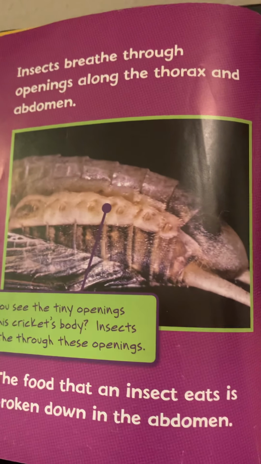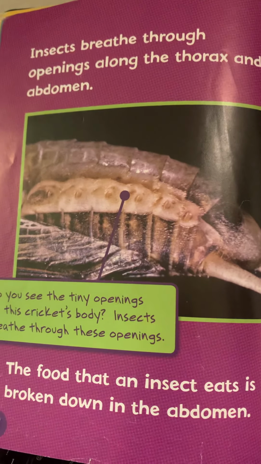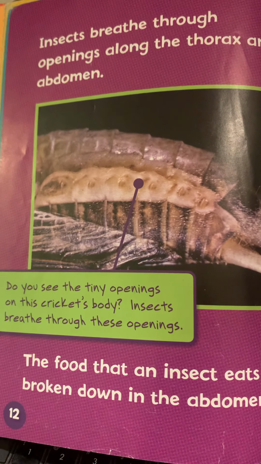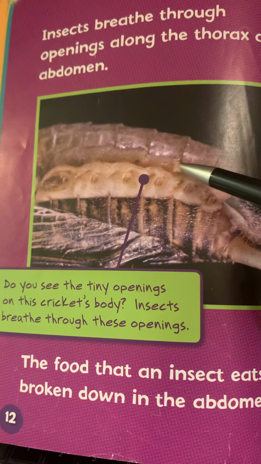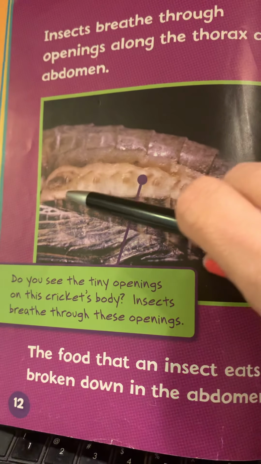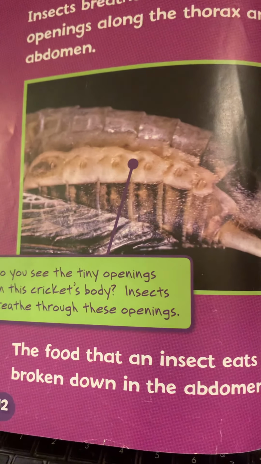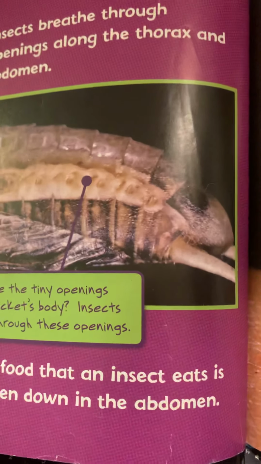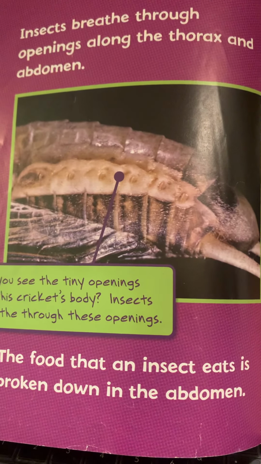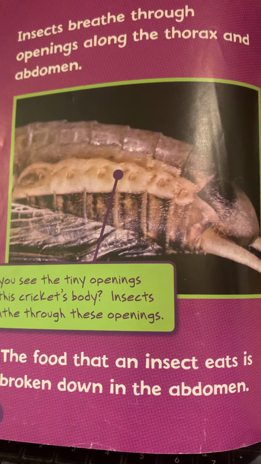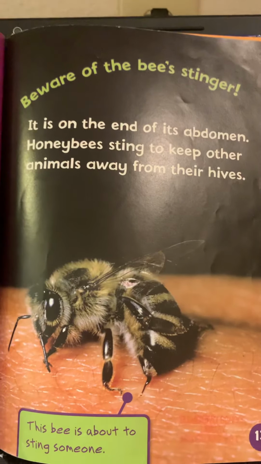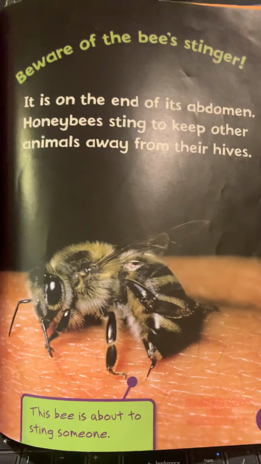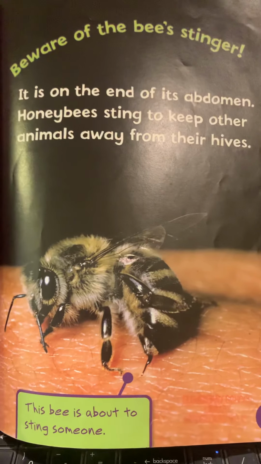Insects breathe through openings along the thorax and abdomen. Can you see the tiny openings on the cricket's body? That's where the insect breathes. You breathe with your nose and your lungs. That's how that insect breathes. The food that an insect eats is broken down in its abdomen, just like yours is broken down in your stomach and small intestine. Beware of the bee's stingers.